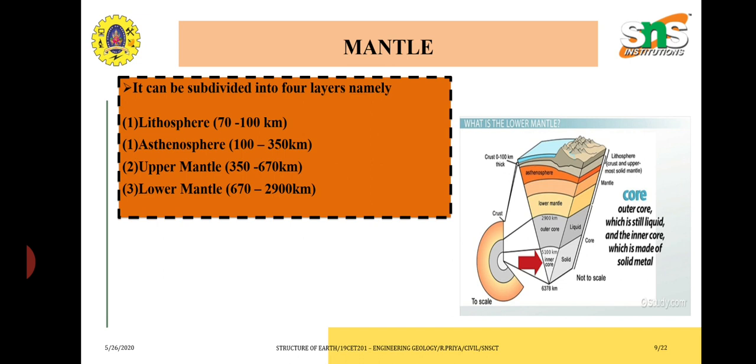The lithosphere extends from 70 to 100 kilometers from the crust. The next one is the asthenosphere, which extends from 100 to 350 kilometers. Then the upper mantle, which extends from 350 kilometers to 670 kilometers. Then the lower mantle, which extends from 670 kilometers to 2900 kilometers.